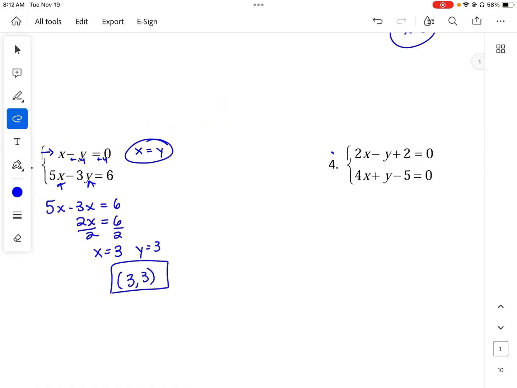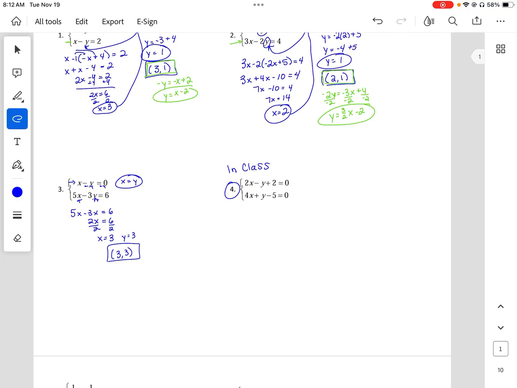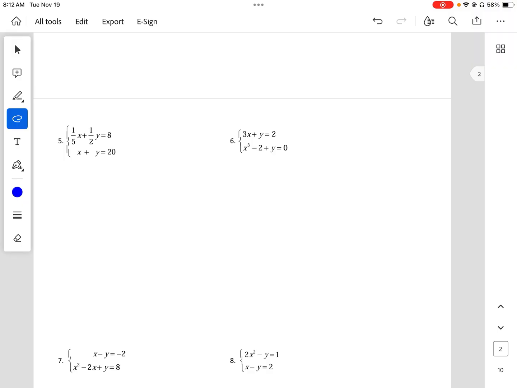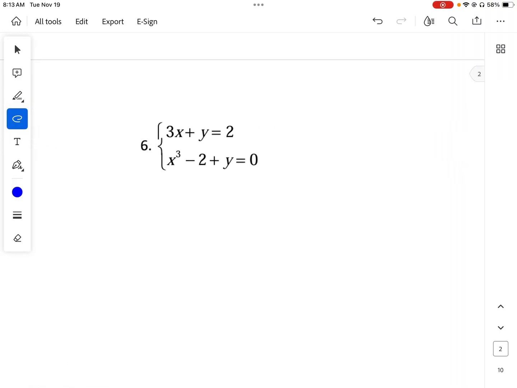Okay, we are going to save number 4 for in class. And see what else. What do we need to go to next? We're going to also save 5 for in class. And let's go to number 6.